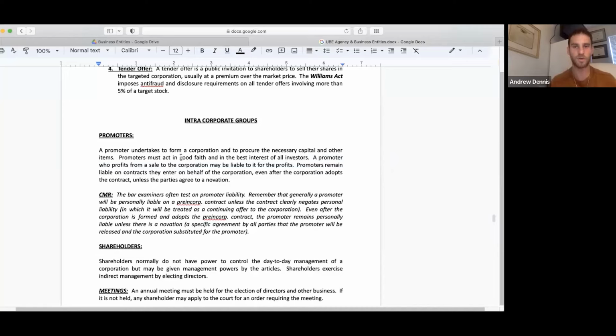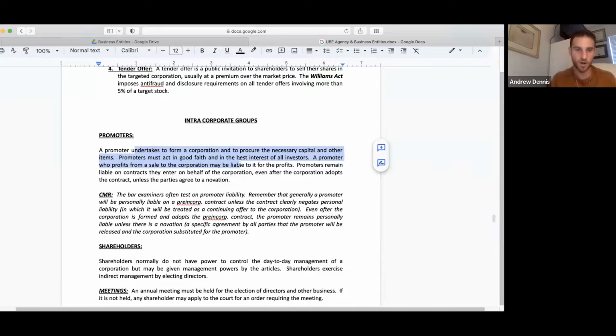Promoters are the people who basically take on the task of selling shares before the sale has occurred. They're the ones who form the corporation. Usually, if you're a corporation, you'll hire promoters, and they're the ones who will do all the things to make sure you get on the market.